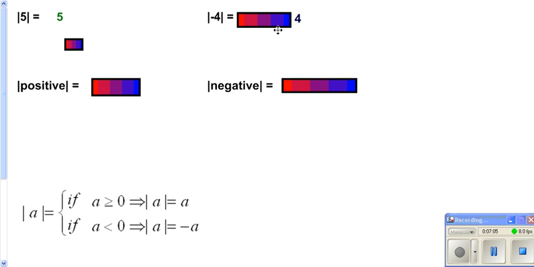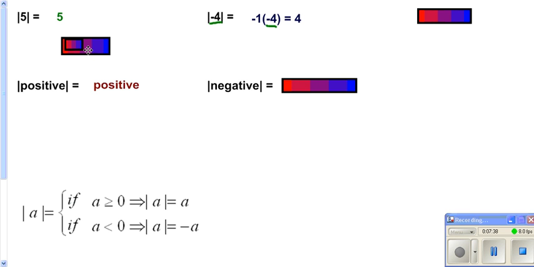But the question is, what are you really doing to that negative 4 to be able to get a positive 4? Well, you're really taking the inside, the negative 4, and multiplying it by a negative 1, because a negative times a negative makes it positive. So when we look at this in general, if you have the absolute value of a positive number, it's just that positive number, because that's what it was up here. Absolute value of 5 was 5. When it's positive on the inside, absolute value doesn't do anything.